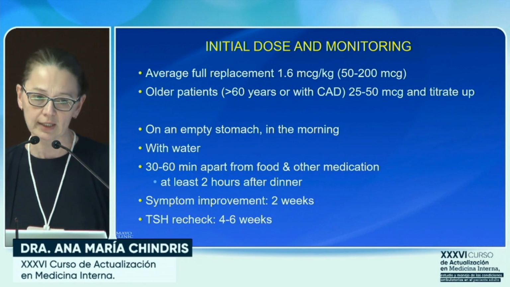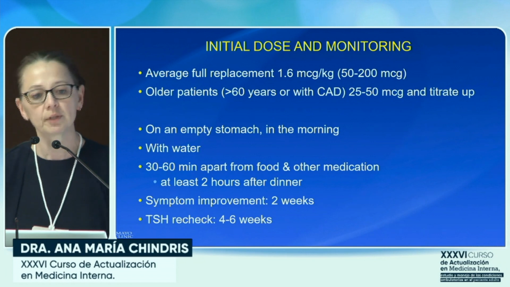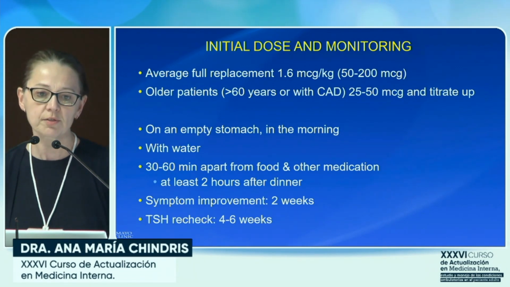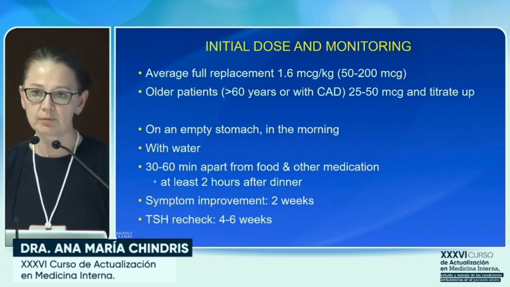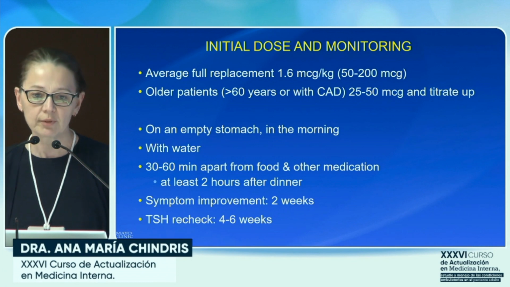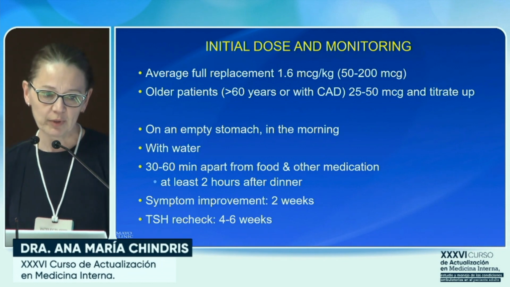Like I mentioned, if the patients are older, typically over 60, or if they have coronary or cardiac issues, it's safer to start with a lower dose in the range of 20 to 50 micrograms, and then to titrate up until you reach basically a normal TSH, or the TSH goal, like we're going to talk about.